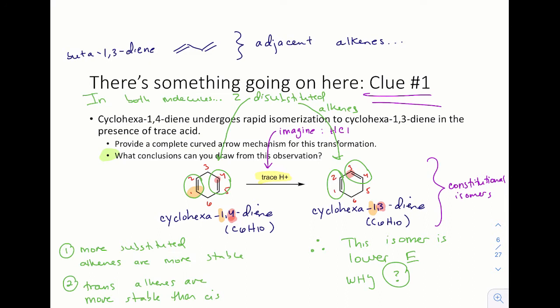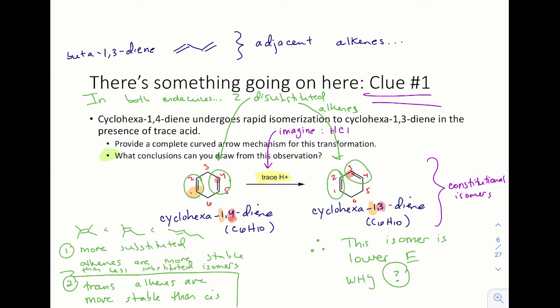We have used two main trends to evaluate alkene stability. First, more substituted alkenes are more stable than less substituted alkenes. For example, this tetrasubstituted alkene is lower energy, more stable than this trisubstituted isomer, which would be lower energy or more stable than this disubstituted isomer. So substitution pattern, more substituted is more stable than less substituted.